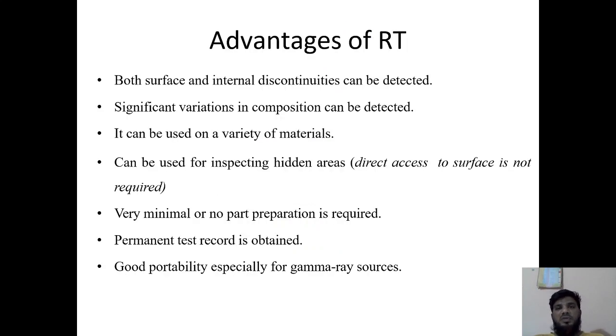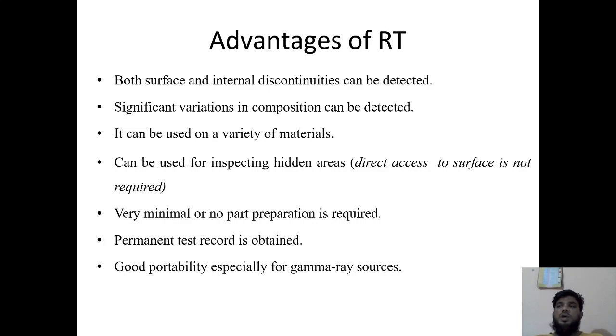One of the main advantages of radiography testing is that both surface and internal discontinuities can be studied. For example, if you have coated different materials on a silver plate, the different materials will give you different images, because all of them will not absorb the radiation in a similar way. All will absorb in different ways. Because of that, surface and internal discontinuities can be studied easily, and significant variations in composition can be studied.